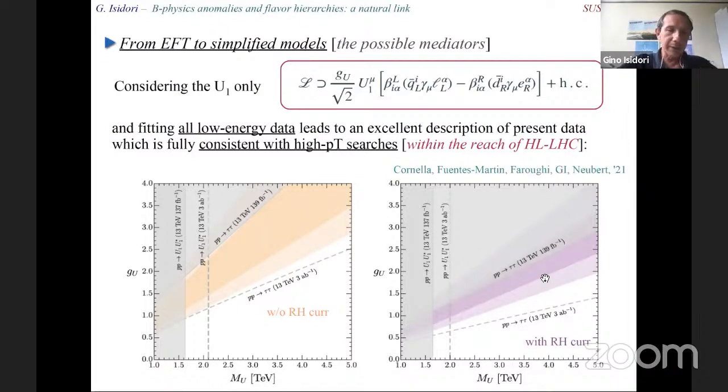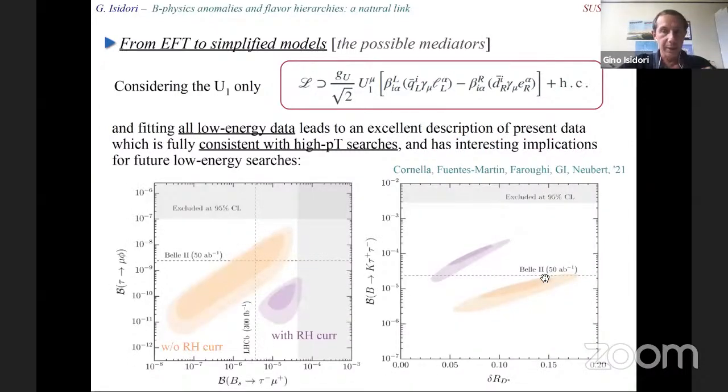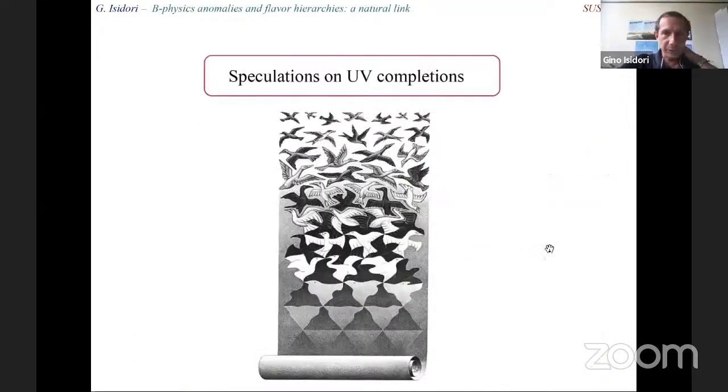And of course, this model predicts a series of effects in other rare processes like tau decays, tau to mu gamma. So we have lepton flavor violation in taus. The case of B to K tau tau should be largely enhanced, and these are within the reach of future experiments in flavor physics. Now, the last few minutes about UV completion.